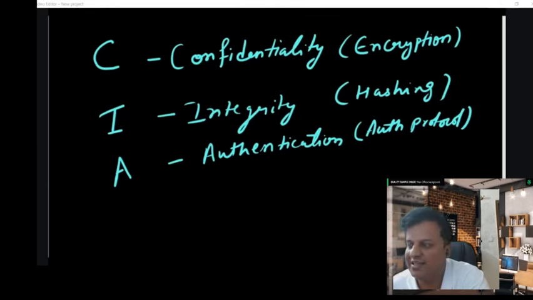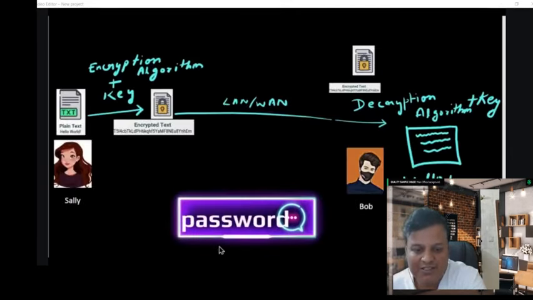Sally is sending encrypted data to Bob using the symmetric key. Bob is able to decrypt the data. Only Bob can read Sally's data, right? That is confidentiality. Integrity asks whether the data sent by Sally to Bob has been tampered with or not, right? That part is taken care of by integrity. Authentication means to authenticate a valid user, right?